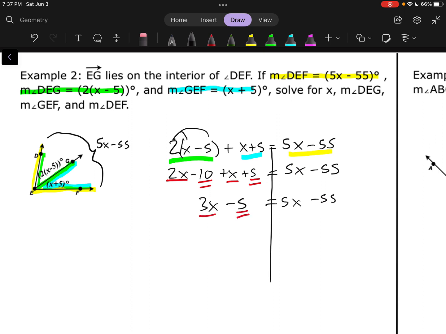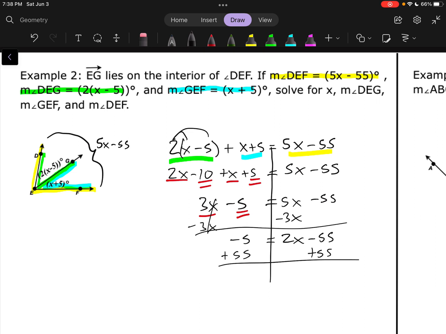Okay. Let me subtract 3x. If I subtract 3x, I get negative 5 is equal to 2x minus 55. Add the 55 to the other side. Negative 5 plus 55 is 50, which is equal to 2x. Divide by 2, and I get 25 is x. Okay. Now, if x is 25, they want us to plug this back into everything.